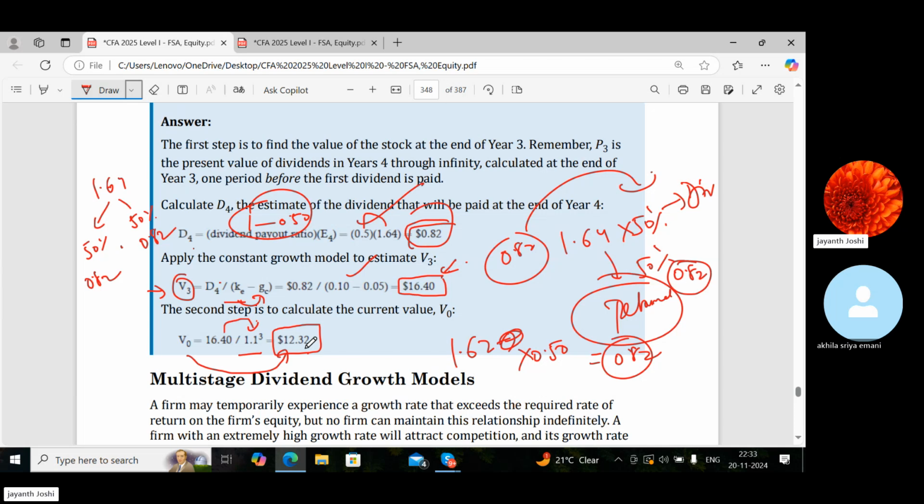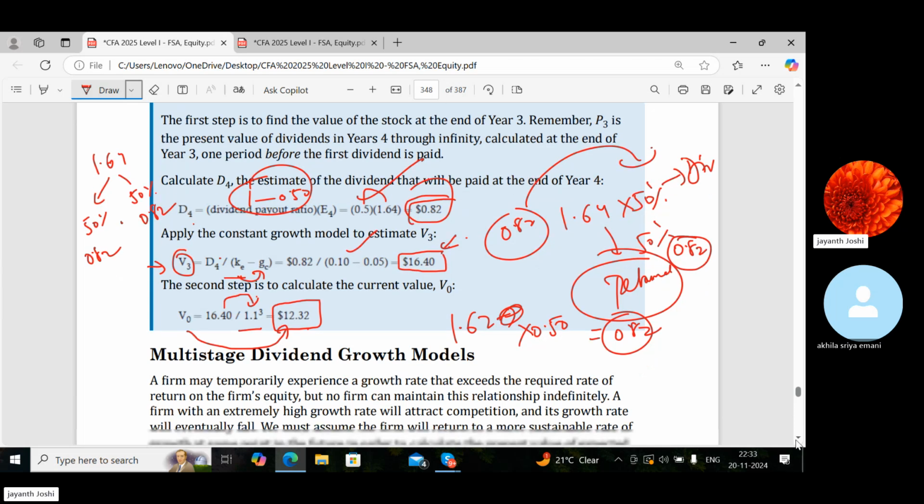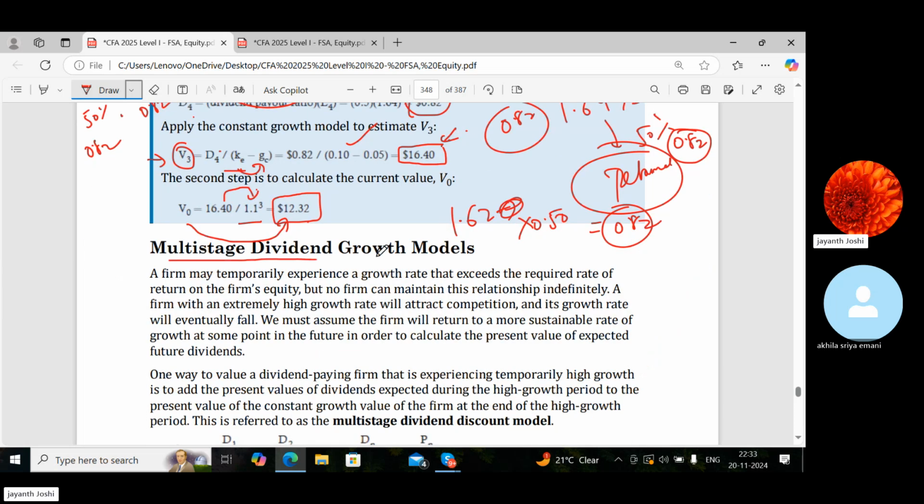This is the final question of the day. Tomorrow we will be going with multi-stage dividend growth models, whereby you will see that dividend is growing at the rate of X% for some few years, and after that it is going to grow at Y%. And then how are we going to find out the stock value in such cases?